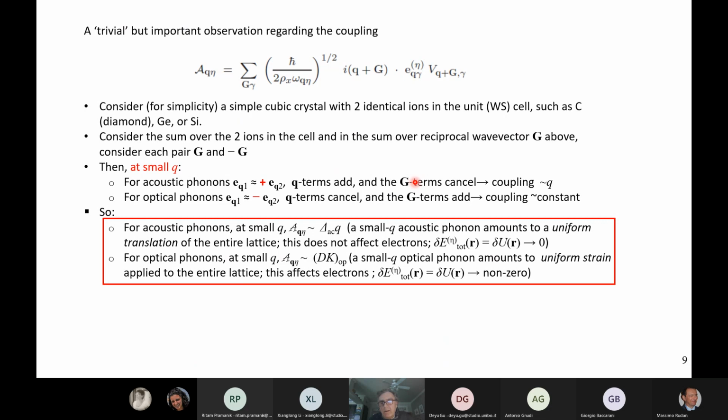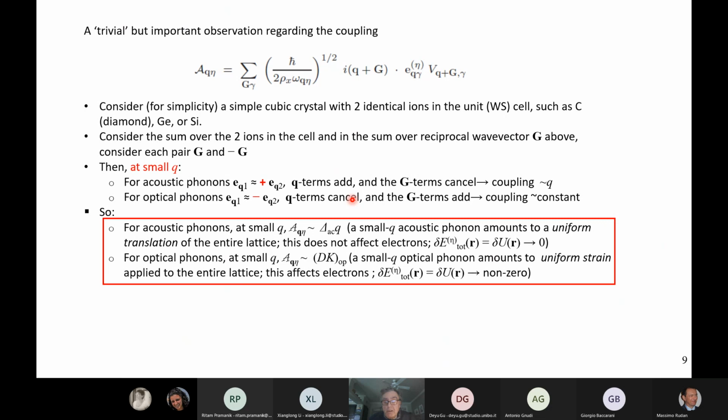A long wavelength acoustic phonon, in the limit in which this wavelength goes to 0, amounts just to a translation, a rigid translation of the lattice. The change of the total energy of the system is 0 in this particular limit. And so there's no interaction with electrons.